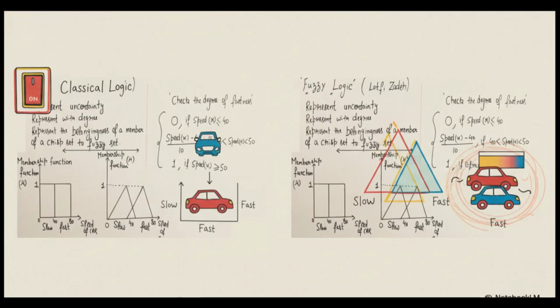Just look at the difference here. On the left, you've got classical logic. It's like a light switch, right? A car is either slow or it's fast. There's a hard line. But on the right, that's fuzzy logic. The concepts of slow and fast actually overlap. A car can be a little bit slow and a little bit fast at the same time. It has what we call a degree of fastness.